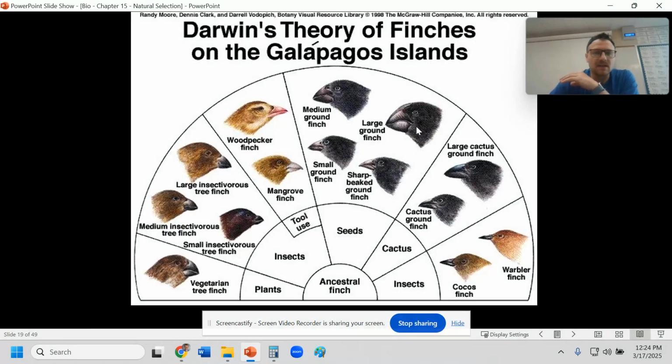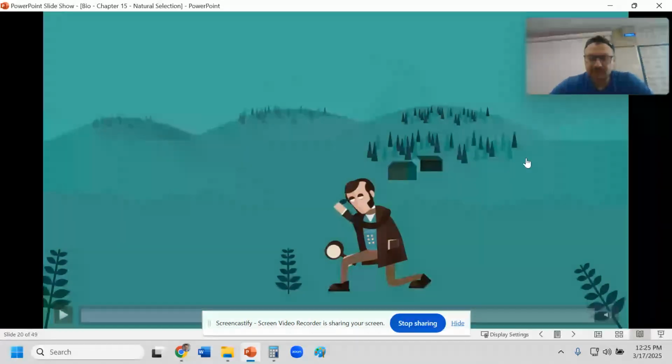We see that the birds there, the finches, also underwent this evolution. You can see different types of these bird species and where they're found, or how they interact with the environment, whether they eat things like insects or seeds or cactus. But basically, these birds also evolved a little bit differently on each island.